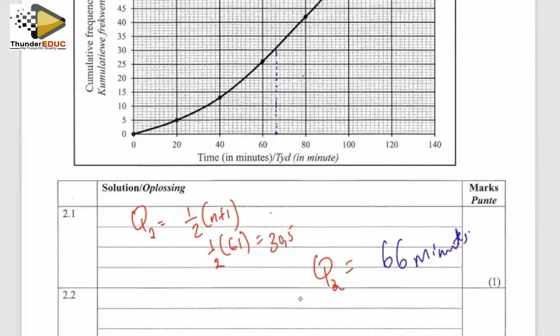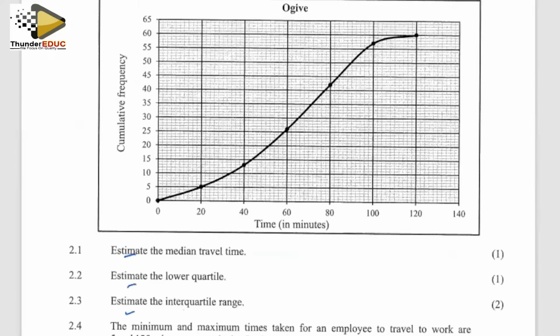There are people that might use a half of 60, which is 30, and the 30 will give you something like 65. So I'll go with 66. 65, they might give you also.